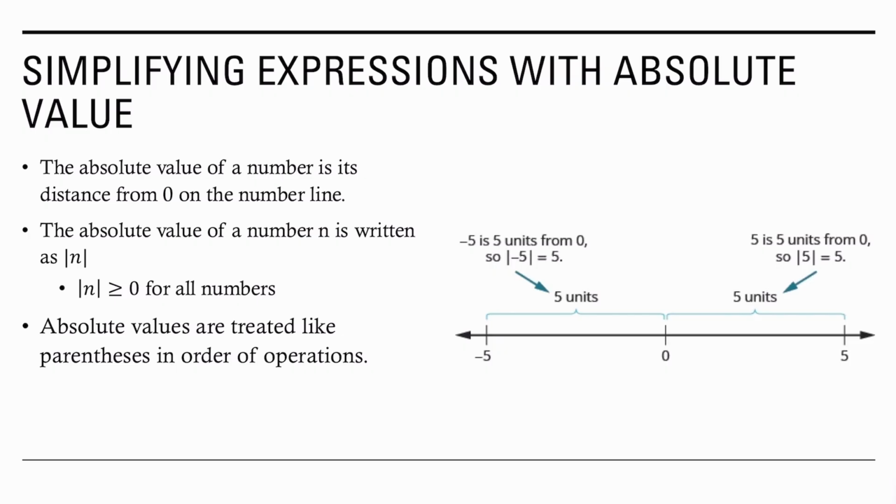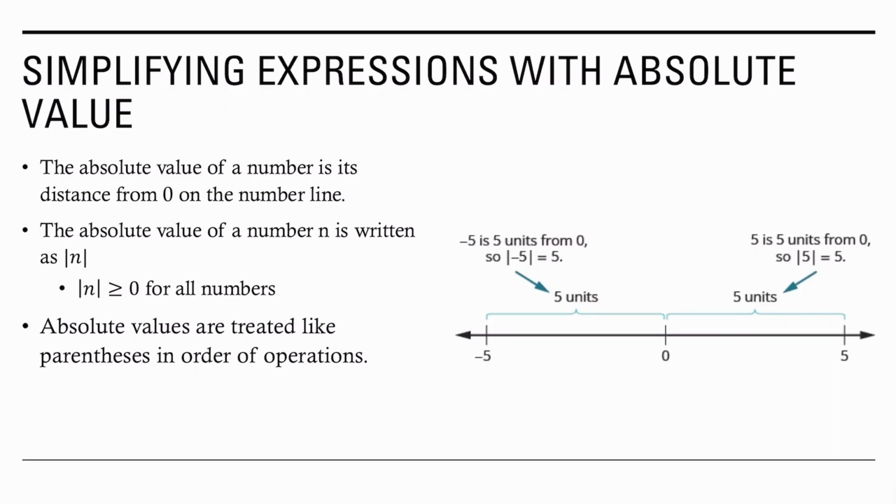So now simplifying expressions with absolute value. We've actually spoken about this, but I haven't put a name to it. So absolute value is just a way of expressing the fact that we've moved either to the left or the right of 0 a certain number of units. So if I move to the left 5 units, that would be negative 5. If I move to the right 5 units, that would be positive 5.